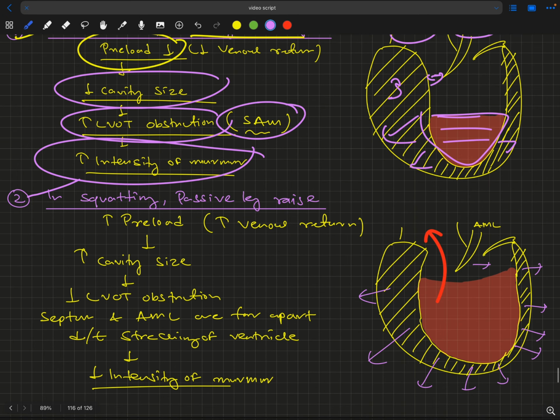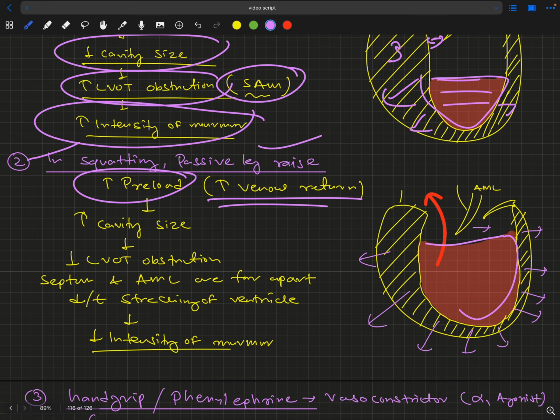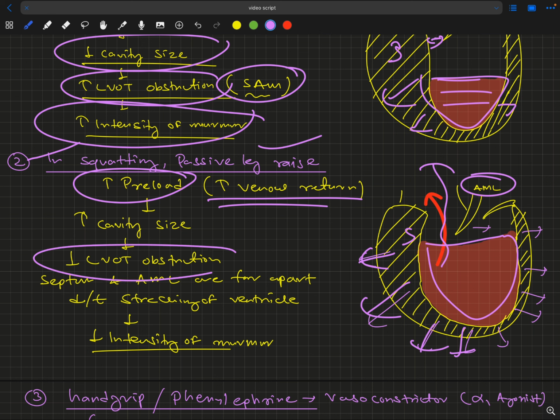So in squatting or the passive leg raise test, there will be increased preload because there will be increased venous return. So when there is increased preload or increased venous return, there is increased blood volume inside the left ventricle, so the left ventricle will stretch. When the left ventricle stretches, the septum and anterior mitral leaflet will move far away from each other. When they move far away from each other, the left ventricular outflow tract obstruction will be relieved. Now blood can easily move across the aortic valve. So there will be less alveolar obstruction.